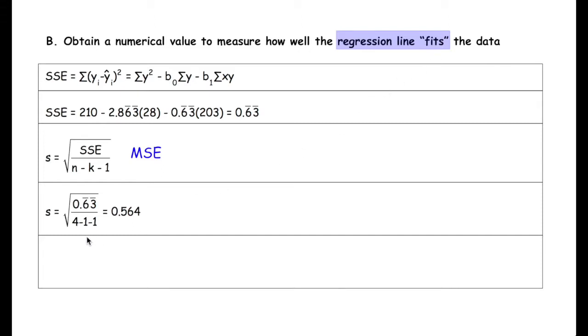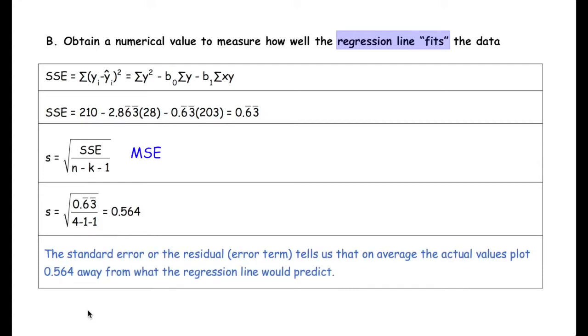Well, simply because the value for S tells you precisely that. It tells you on average how far the actual values are from what the line is going to predict. So if you had to interpret the answer, you would say something like that. You'd say that the standard error of the residual, or the error term, tells us that on average, the actual values plot 0.564 away from what the regression line would predict. So I apologize for this little typo here. It should read of rather than or. So I hope that helps. That's the answer to part B.